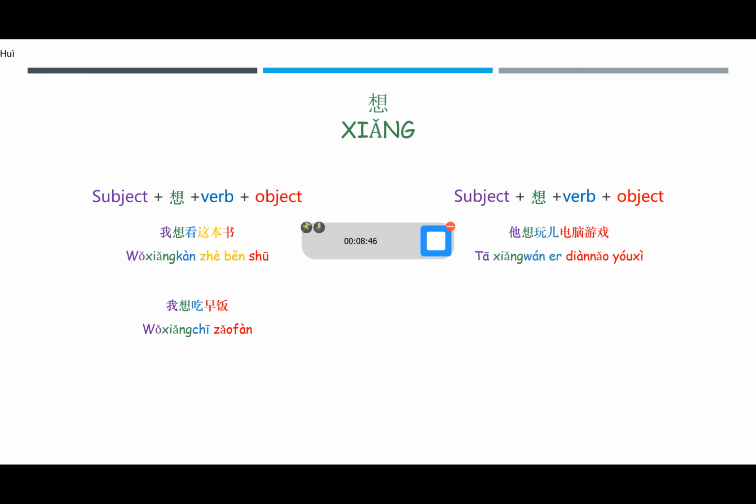So 他想玩电脑游戏. He would like to play video games. 但是他没有Xbox, but he doesn't have an Xbox, so he can't play them. 你想打篮球吗? Would you like to play basketball at some unnamed day in the future?